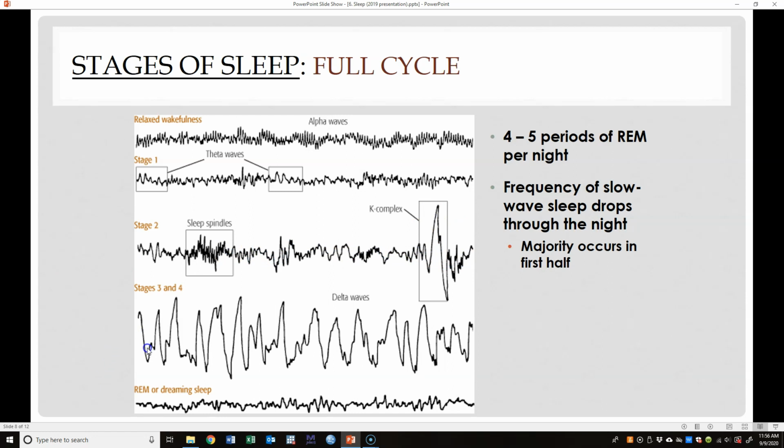Stage 3 and 4, we're down into these deep delta waves, these big slow waves here, and then dropping into REM sleep. Now we see a combination of theta activity and beta, which is associated with alert wakefulness, and things are getting desynchronous much faster. Basically your brain looks like you're awake, even though you're sleeping. In the typical cycle, the frequency of slow wave sleep drops as we continue through the night. Most of your deep wave sleep, that deep restorative sleep, goes on in the first half of the evening.